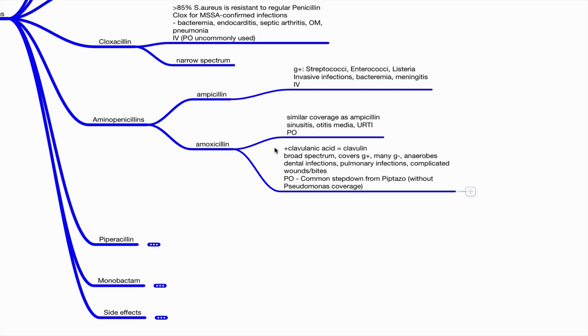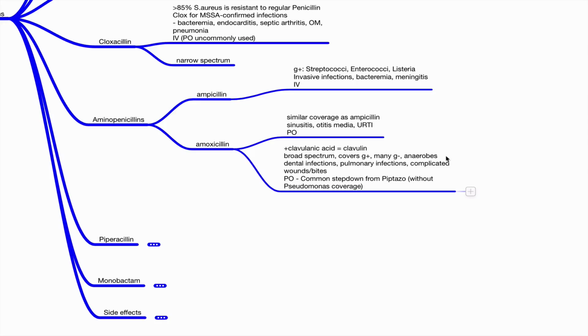When amoxicillin is combined with clavulanic acid, we call that clavulin, and this is very broad spectrum. So it covers the same gram-positive, so strep, including strep pneumo. It covers enterococcus, that's susceptible, and also a bit of MSSA coverage as well as listeria. And it has quite significant gram-negative coverage, so things like E. coli, Klebsiella, those are all covered, as well as some anaerobes, so oral anaerobes plus also Bacteroides fragilis as well.